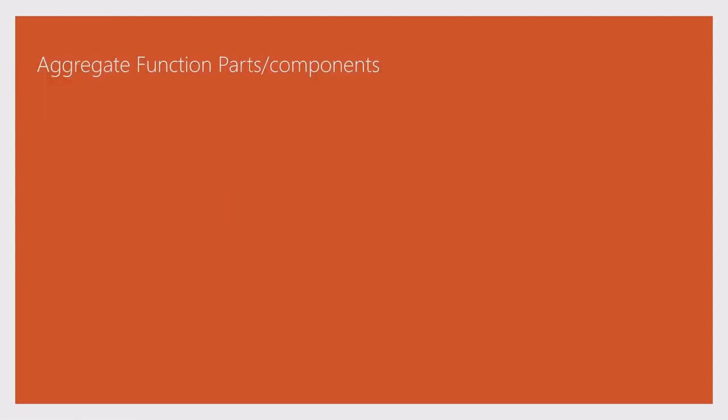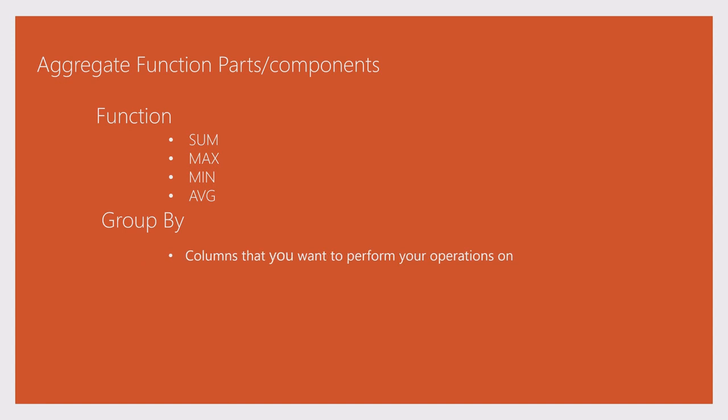So what are the aggregate function parts and components that you have to keep in mind when you are using them? With the function itself, you might want to sum a couple of values. You want to get the maximum or minimum value within a table, like the maximum invoice or the minimum invoice, or the average hours worked by employees, and so forth.